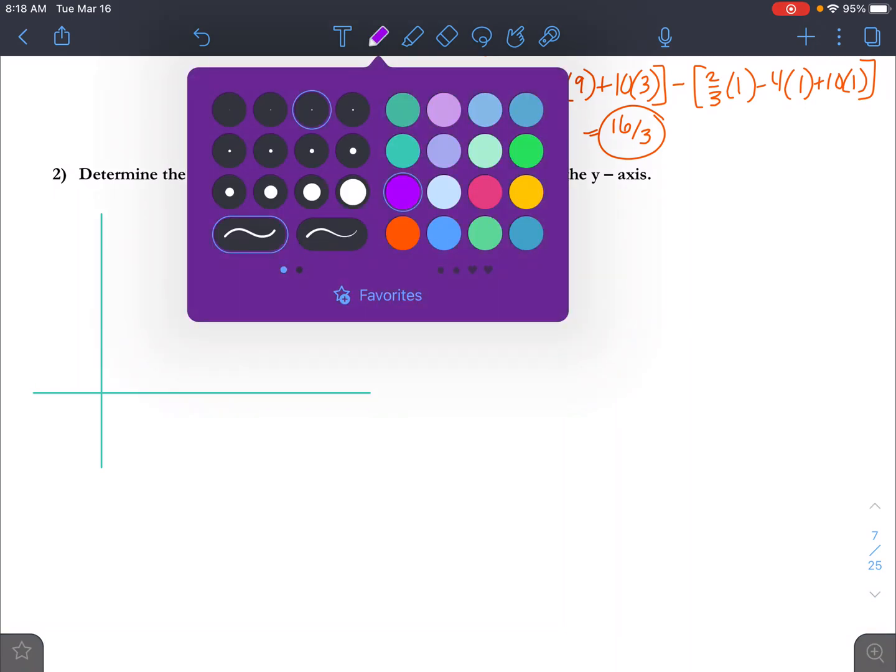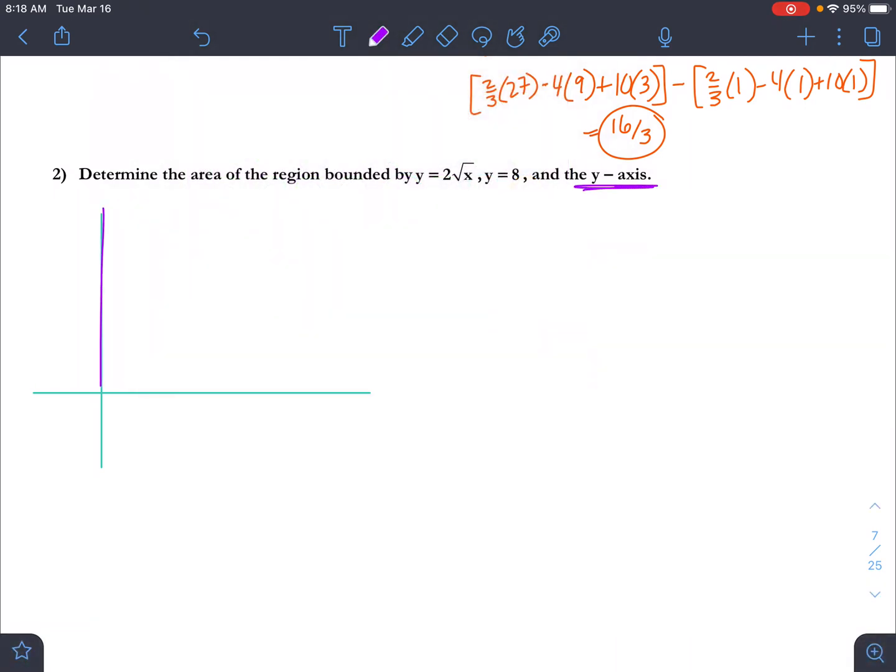Okay, so I'll try to color code here. The y-axis would be this right here. And when it says bounded by, that would be in between whatever these functions are. So the area in between all these is going to be three things. So we've got the purple line. This is the y-axis. Y equals 8, I'll do that in blue here. That is a horizontal line at 8. Okay, so y equals 8.